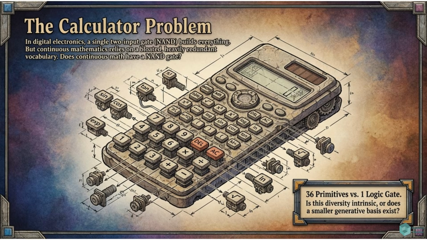In digital electronics, a single component, NAND or NOR, can be replicated and composed to build everything. Continuous mathematics, however, relies on a bloated vocabulary of primitives. Does continuous math also have a minimal generative basis?